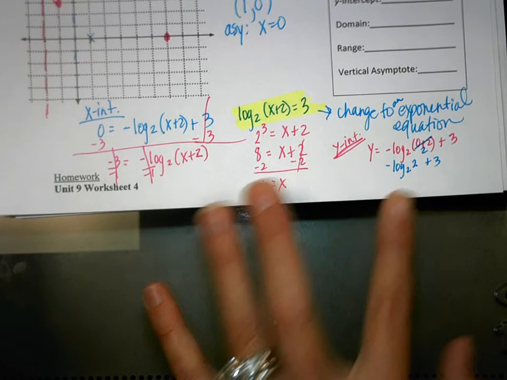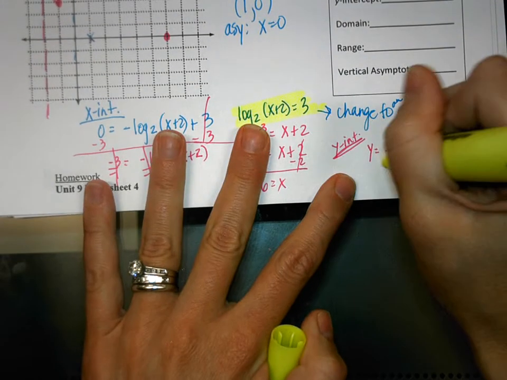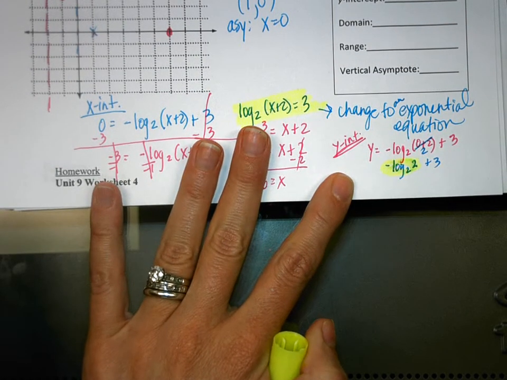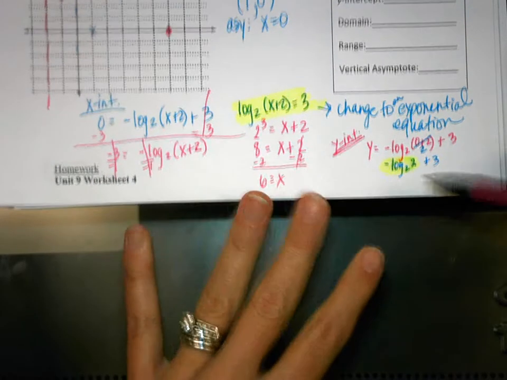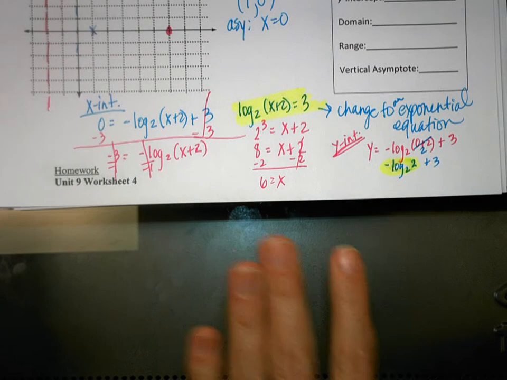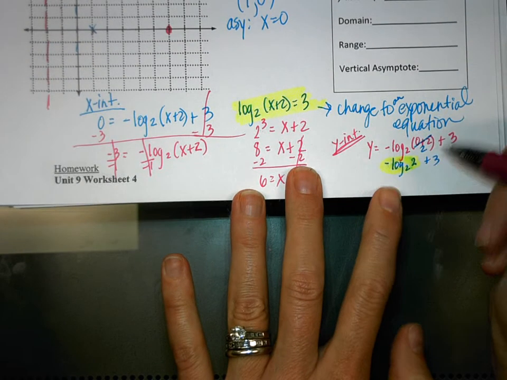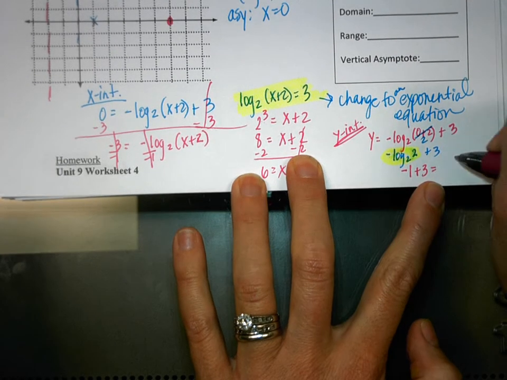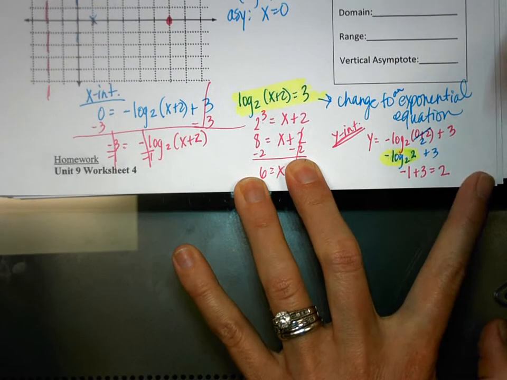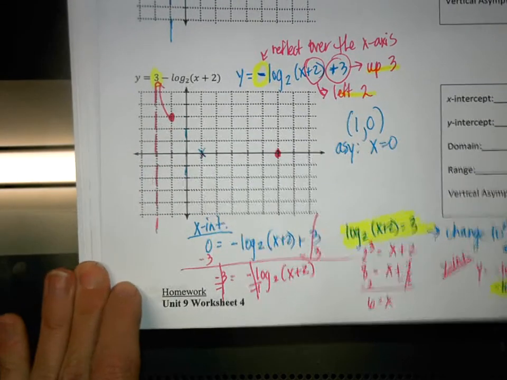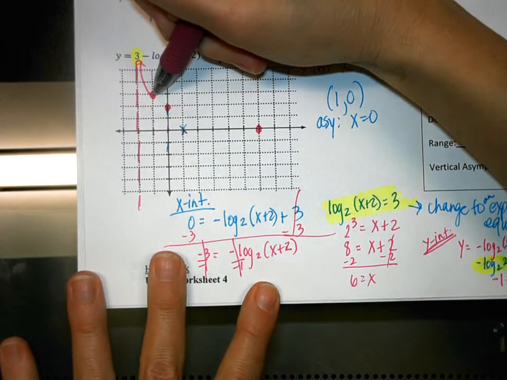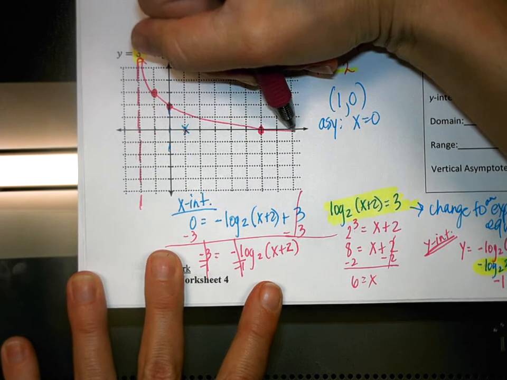Remember that this whole thing with the log, that's stuck together. So you can't go 2 plus 3 and get 1. That is incorrect. Okay? But do we know 2 to what power equals 2? It's 1. And because there's a negative in front, it's a negative 1 plus 3, which equals 2. So my y-intercept is at 2. So right here, we'll go ahead and make our point here at 2. And then we can accurately graph and fill in our information.